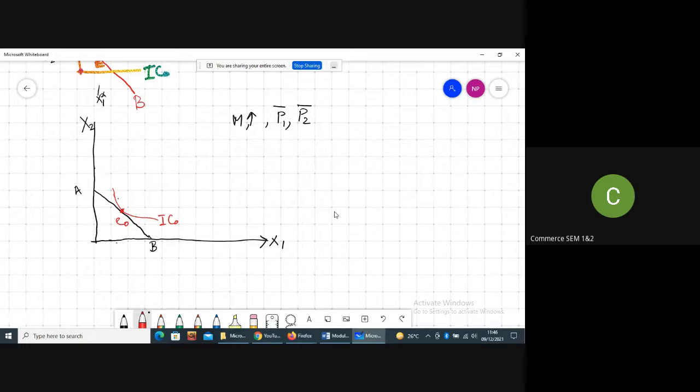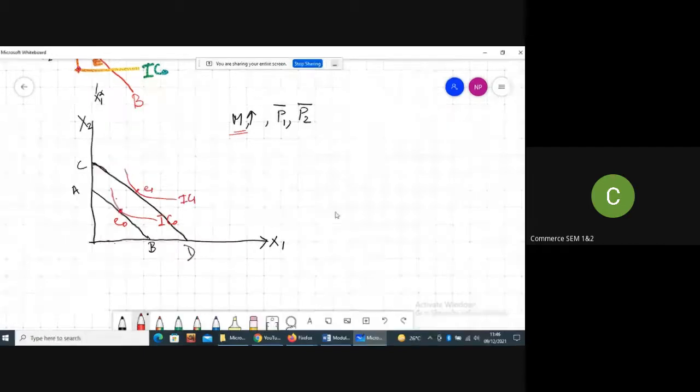If your initial budget is M, now for a new budget, say your money income increases. So your new budget line will be somewhere like this. Call it CD. So now corresponding to this budget line, draw an indifference curve. So this is the equilibrium point E1, call it IC1.